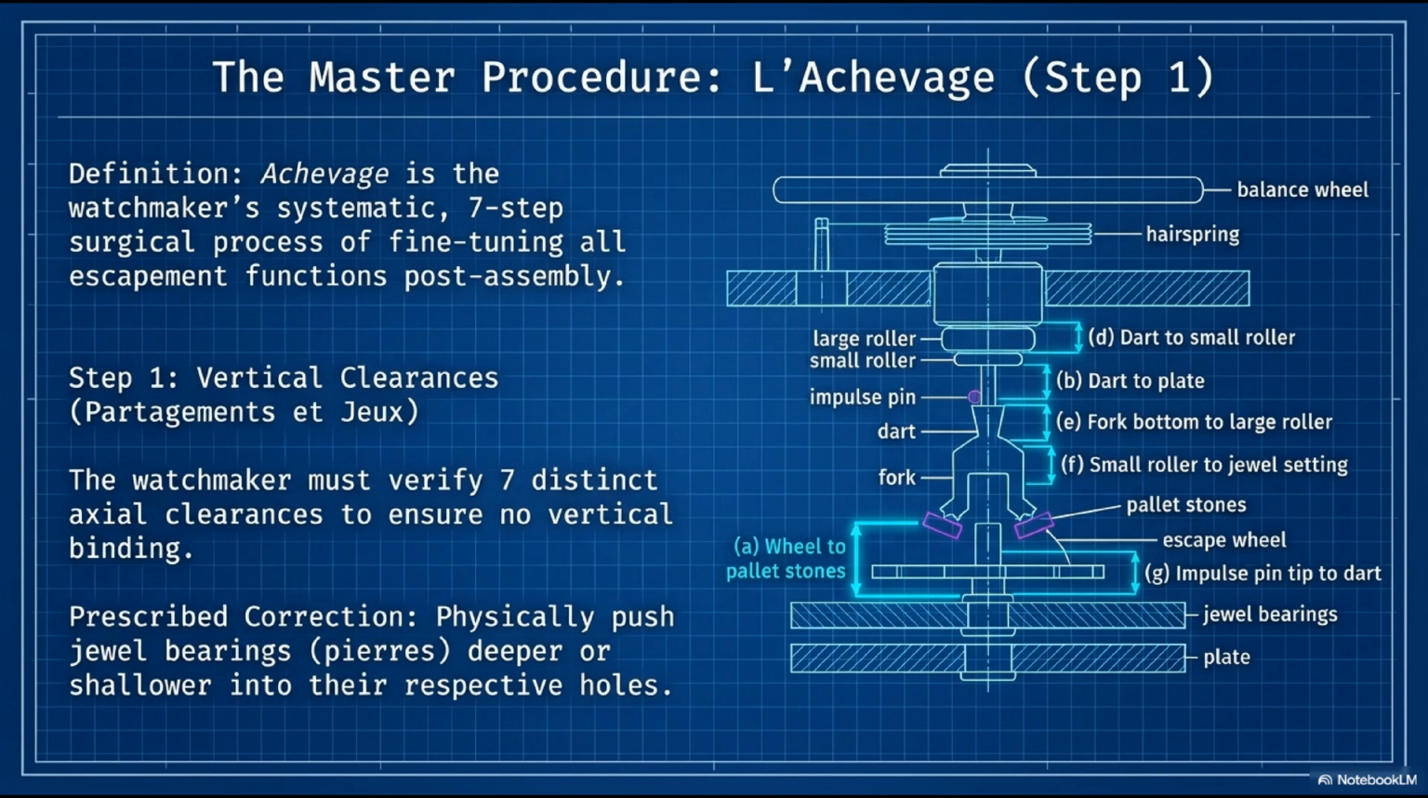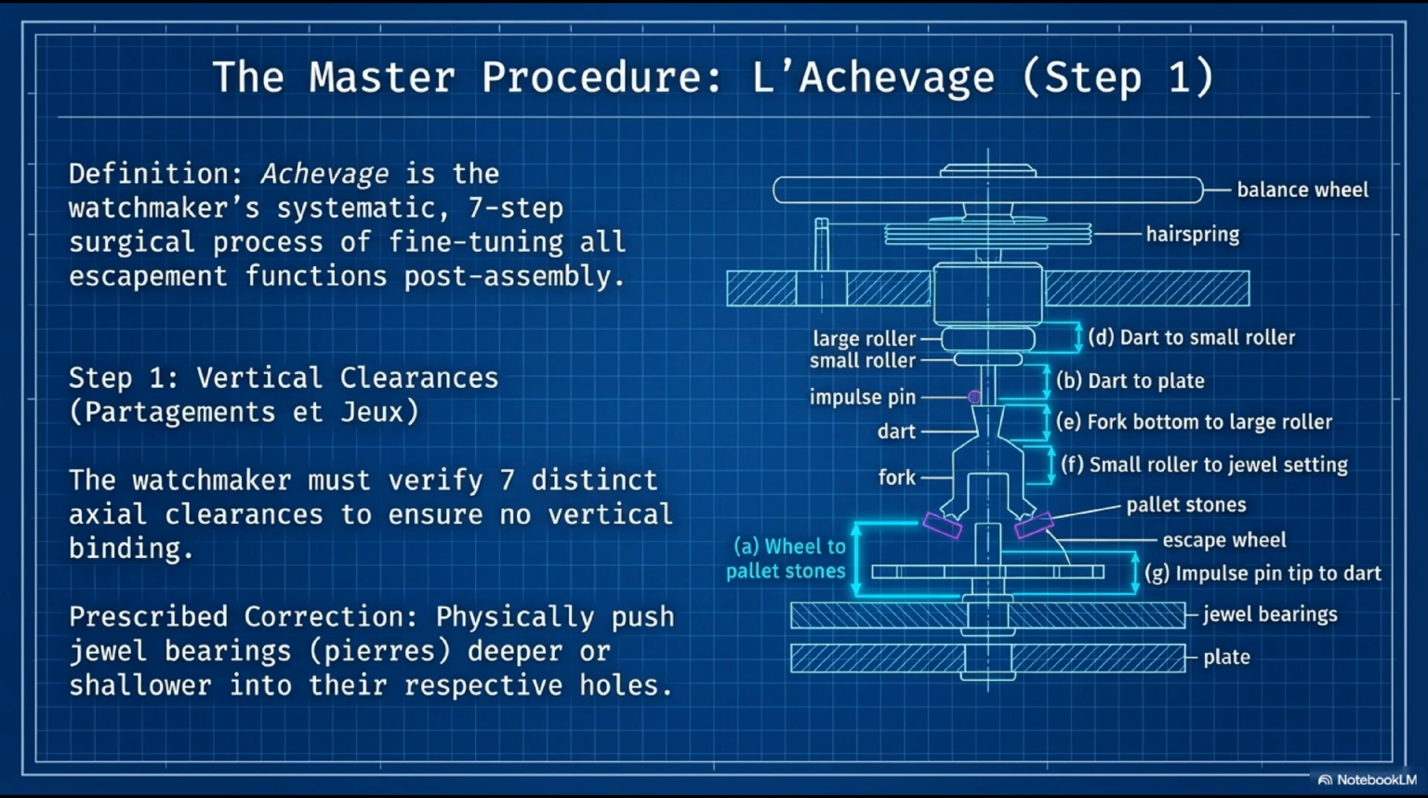Clearance A, between the escape wheel and the pallet stones. Clearance B, between the dart boss, plot, and the main plate. Clearance C, between the fork top and the underside of the pallet bridge. Clearance D, between the dart tip and the underside of the small roller. Clearance E, between the fork mouth top and the underside of the large roller. Clearance F, between the small roller bottom and the lower jewel setting, chaton. Clearance G, between the impulse pin tip and the upper surface of the dart. All 7 must be positive and within specification.